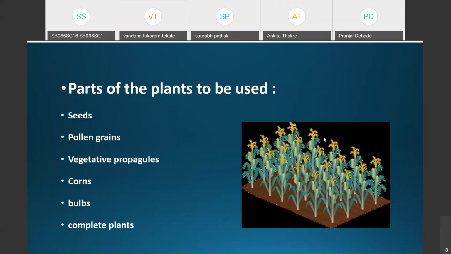Another important thing while using seeds is that aged and soaked seeds show a greater frequency of induced mutations than fresh air-dried seeds. It must be remembered that the seeds should not be too old or too young.